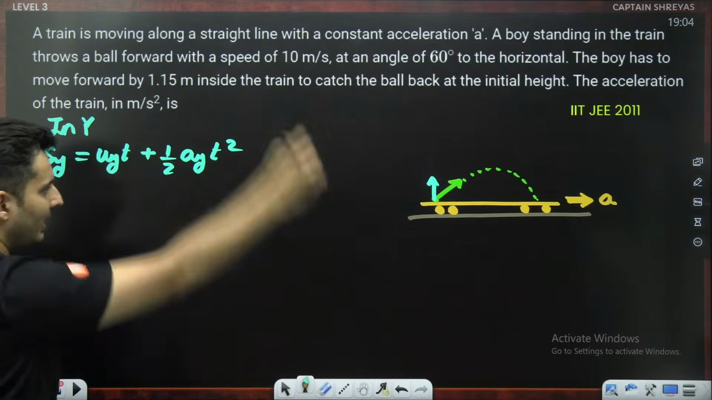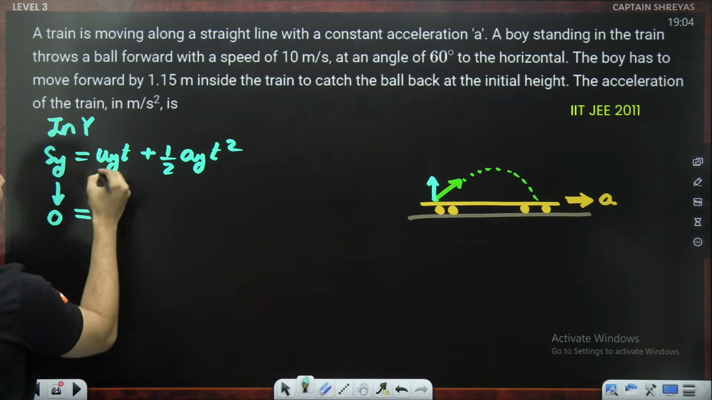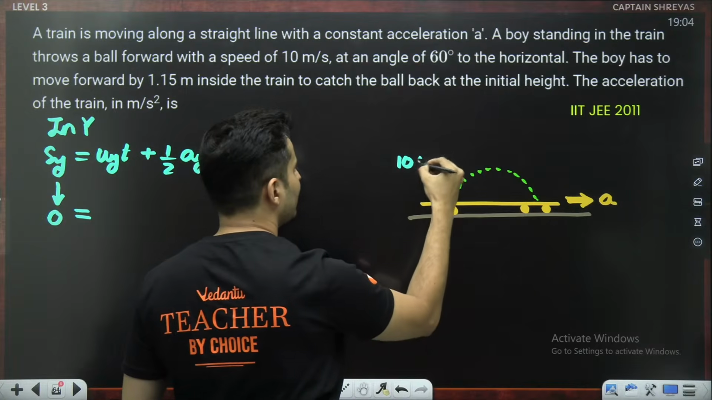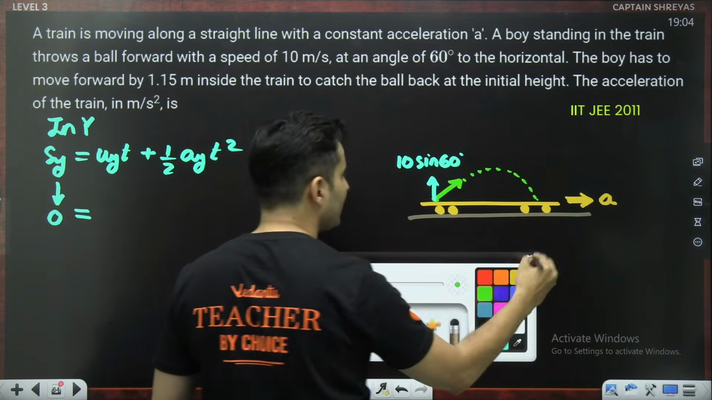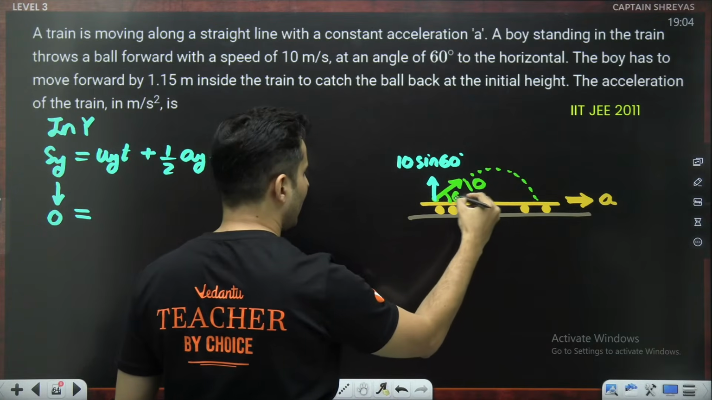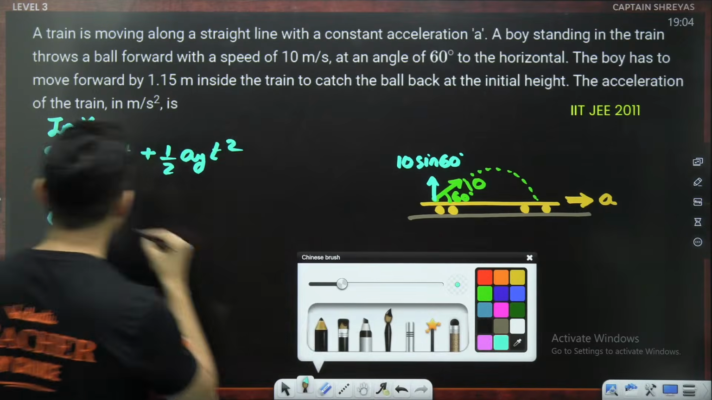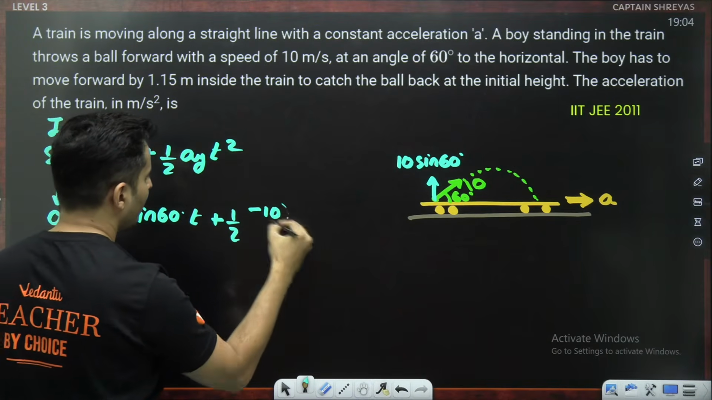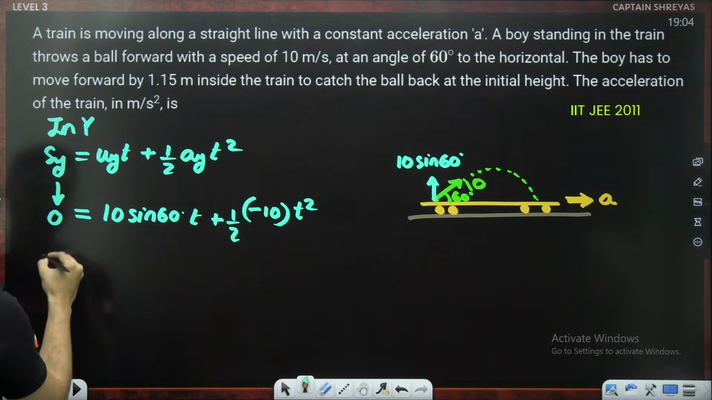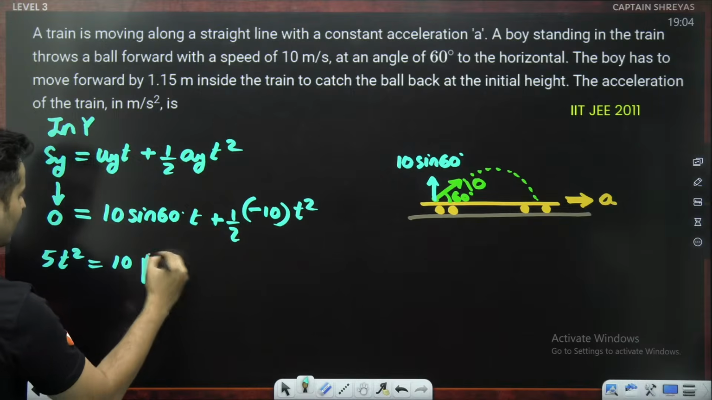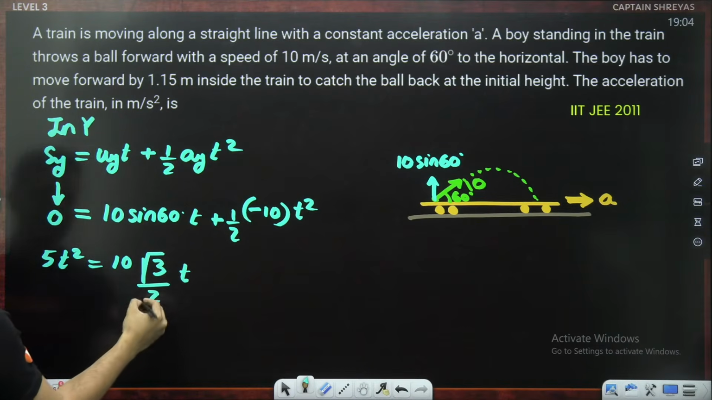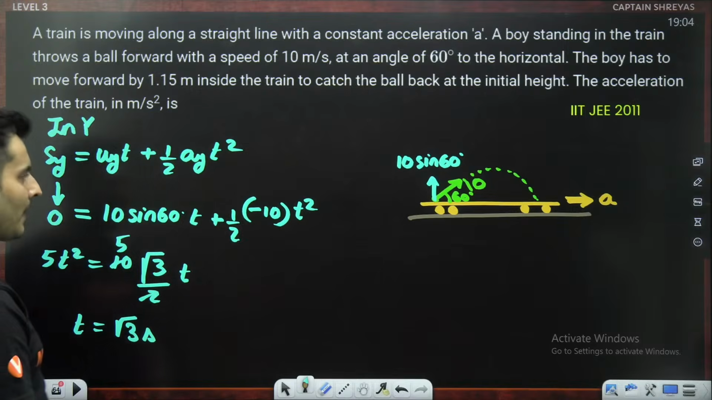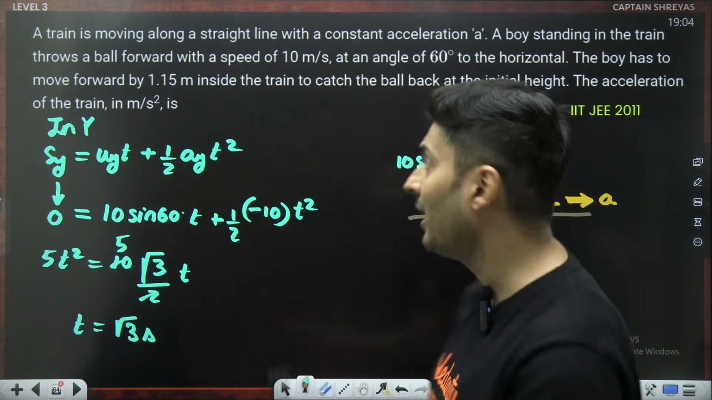Y displacement, because I go up and come back, should be a big fat 0. Initial velocity in the y direction is 10 sine 60 degrees, because this angle is 60 degrees. Time I don't know, plus acceleration is negative 10, and t squared. 10 by 2 is 5, so 5t squared will be 10 sine 60, which is root 3 by 2, into t. t cancels, 2 goes with 10, 5 times 5 also cancels. So t will be basically root 3 seconds, the time for which it stays in the air.